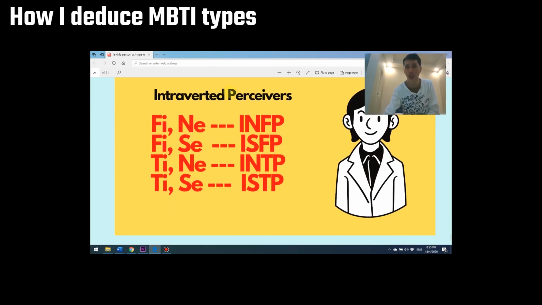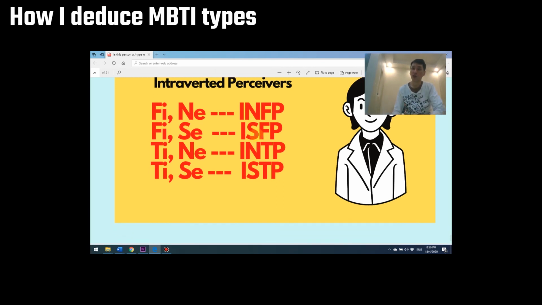We have introverted P-types, the introverted perceivers. The logic goes the same way. Because the introverted perceivers are introverts, their introverted function, either FI or TI, must come first, followed by the extroverted function, which is NE or SE. As long as I have figured out which is the introverted function and which is the extroverted function, and which comes first, I will be able to deduce very quickly the MBTI type of this person. However, of course, this is not a foolproof method. We still have to look at whether this person has inferior functions that are very obvious, very salient. But I would say that this itself is a very quick guide.